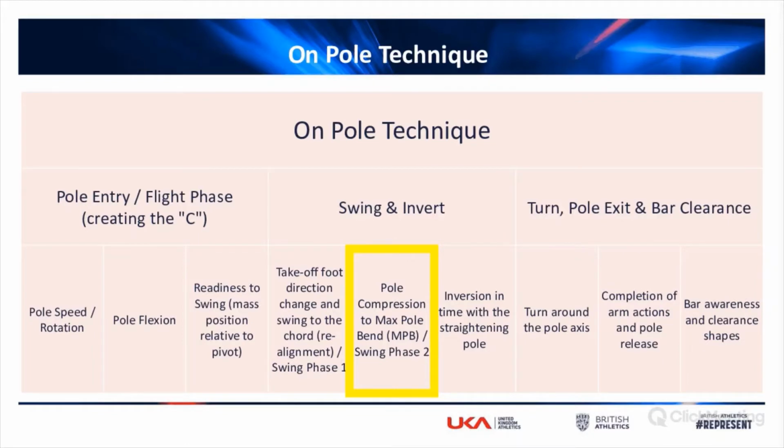Next little bit then, we're at the chord of the pole. I'm going to do this quite sequentially, but bear in mind this is obviously just a flowing movement, but we're at the chord of the pole, and then I want to talk about what happens from the chord of the pole through to maximum pole bend. Okay, so this is the second part of the swing phase.